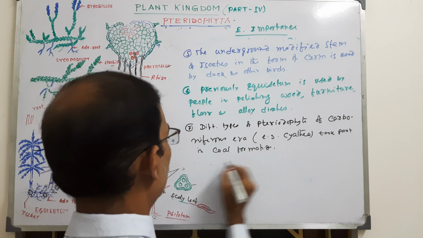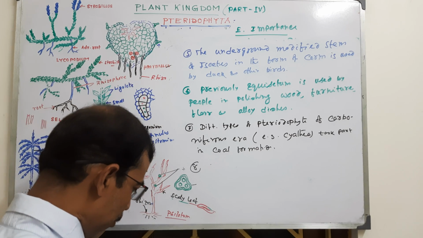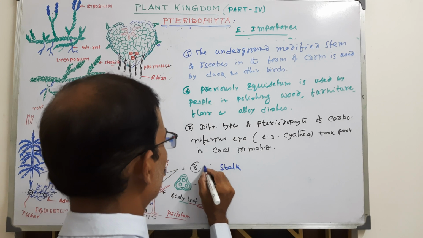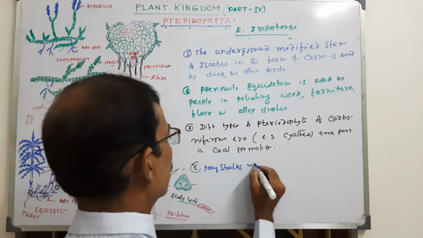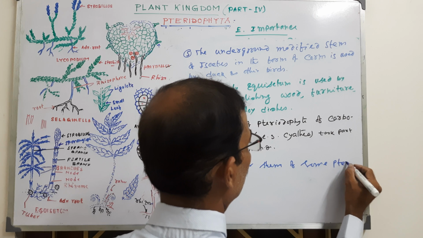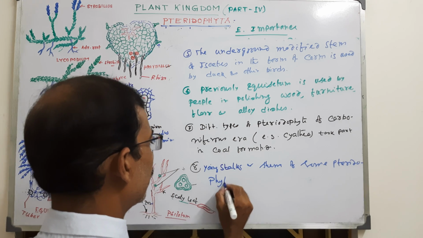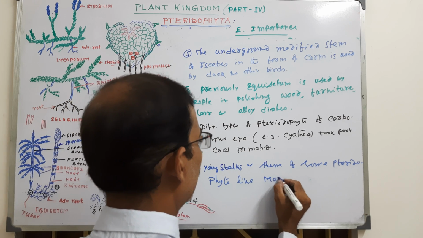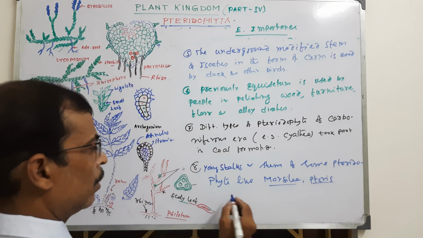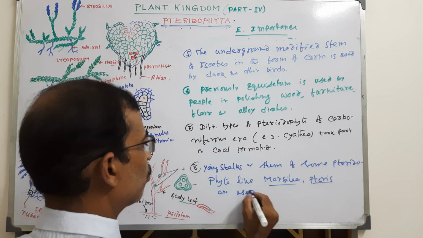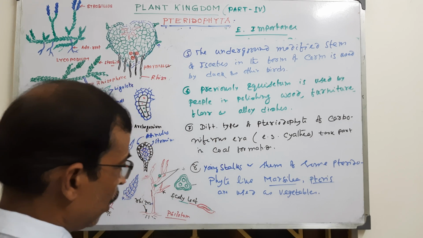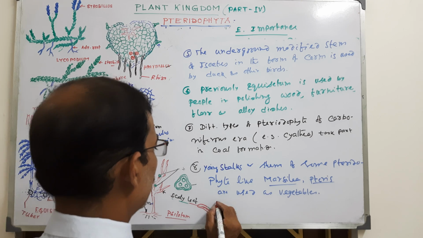Number eight, the young stalks and stem of some pteridophytes like Marsilea are used as vegetables. Okay, vegetables.